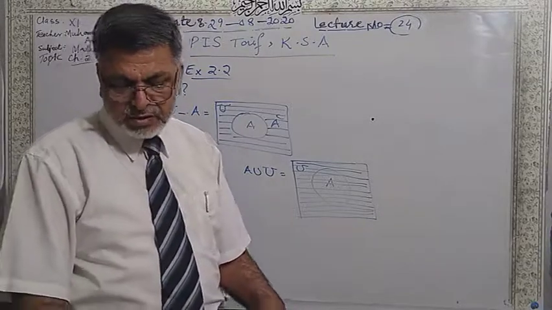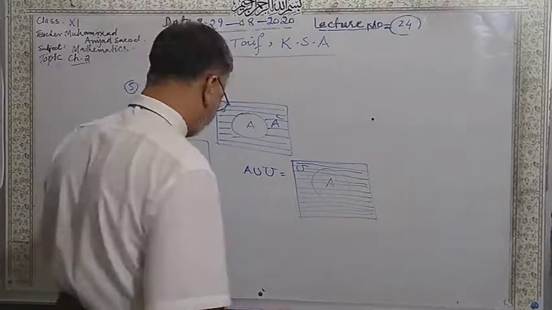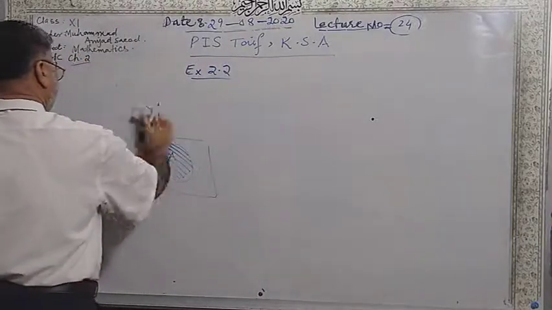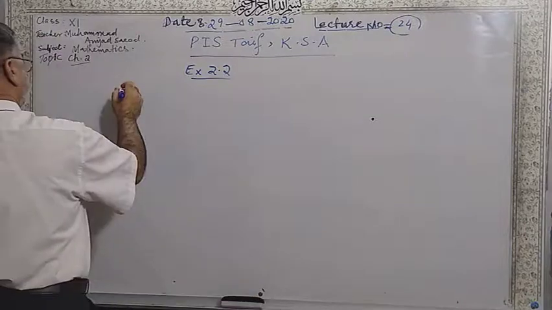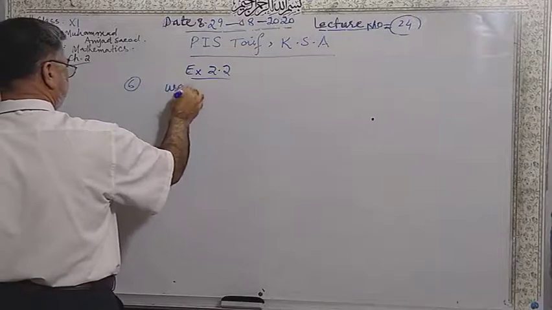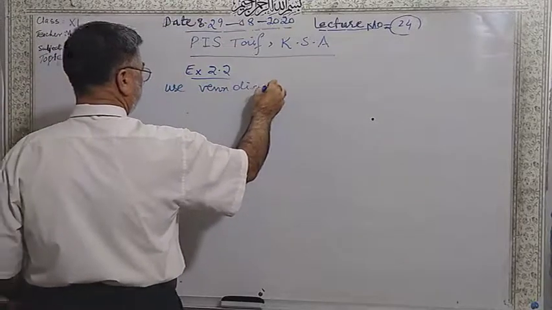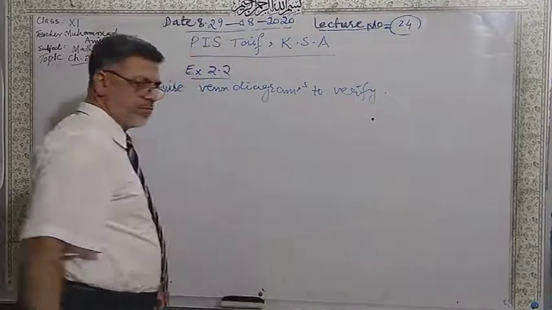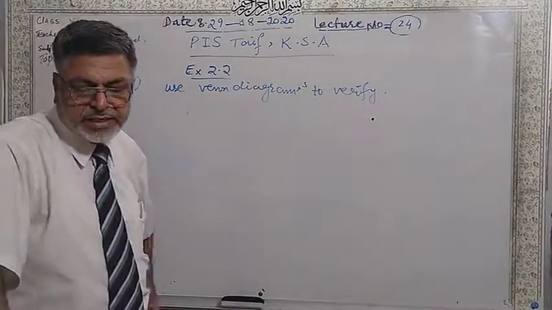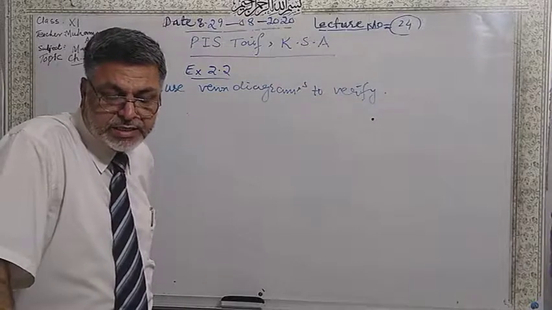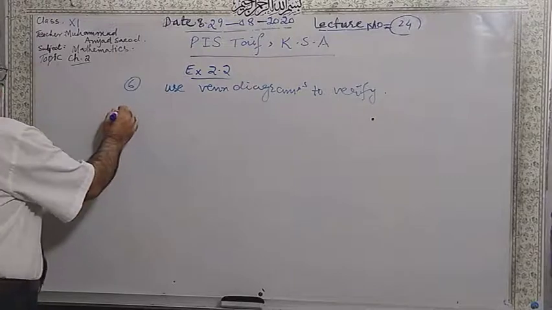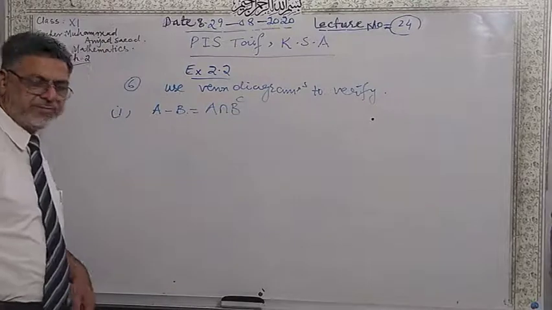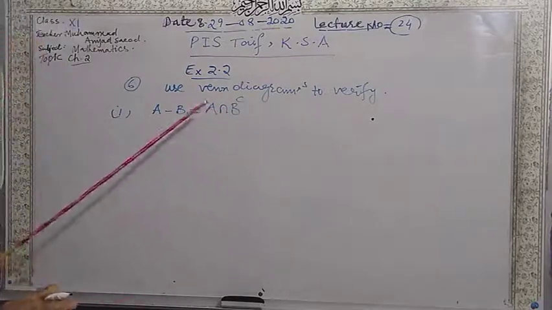Question number 6, use Venn diagrams to verify that. Dear students, number 1: A difference B is equal to A intersection B complement. A minus B is equal to A intersection B complement.